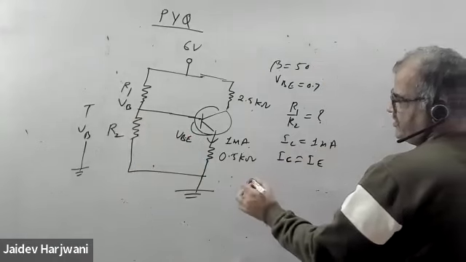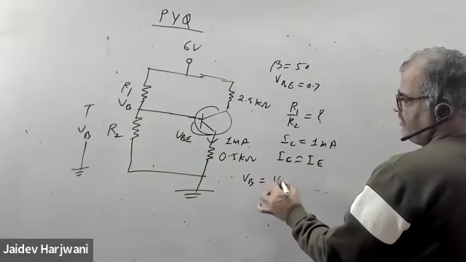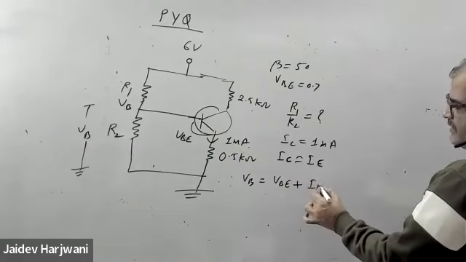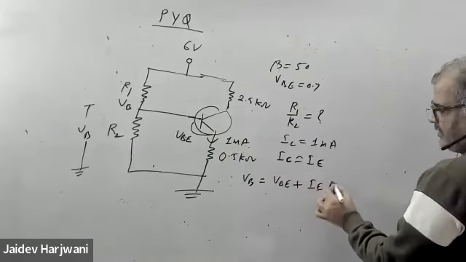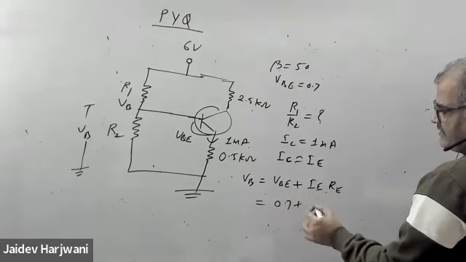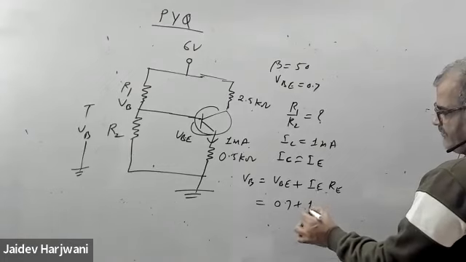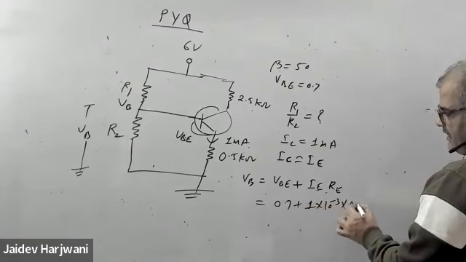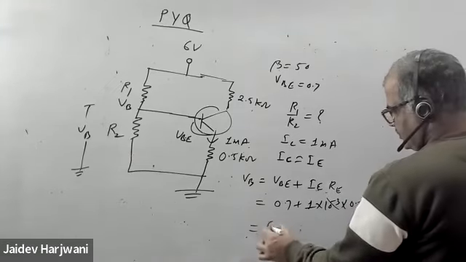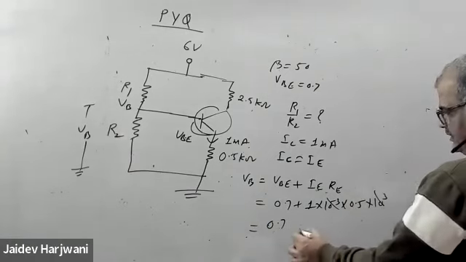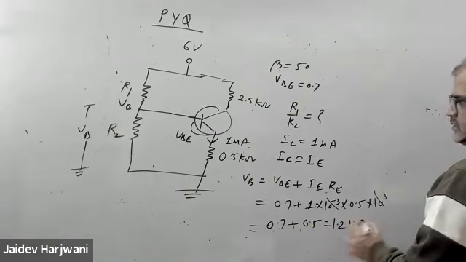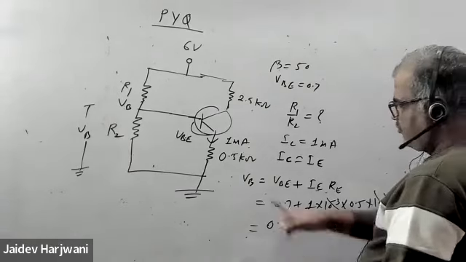So obviously your VB will be what? VB will be your VBE plus IE times RE. Call this RE. I am taking VBE as 0.7. I am taking IE equal to IC, as 1 milliampere. Now RE is 0.5 kilo ohm. This cancels out. So you got 0.7 plus 0.5, that is 1.2 volts. Now you know the VB.